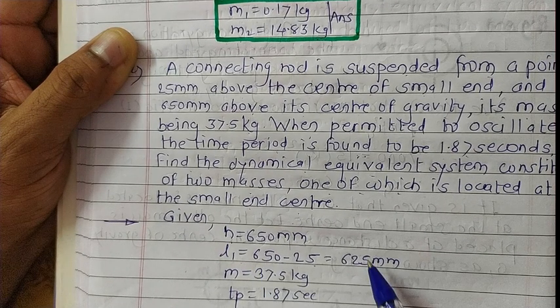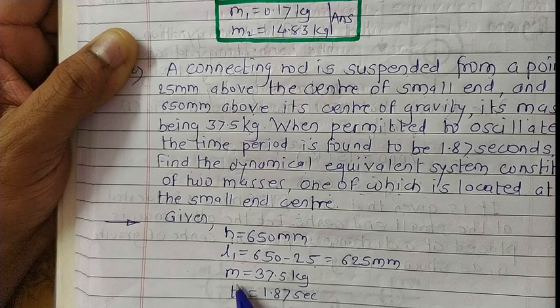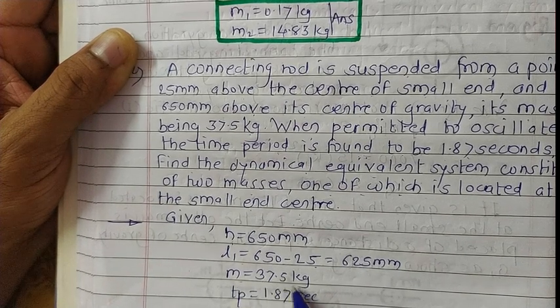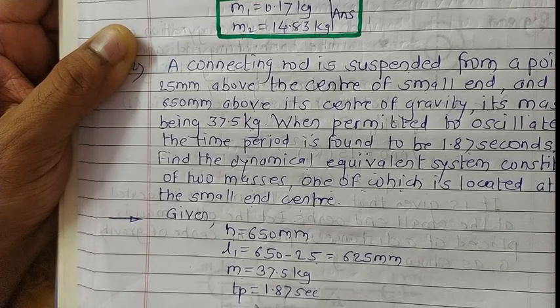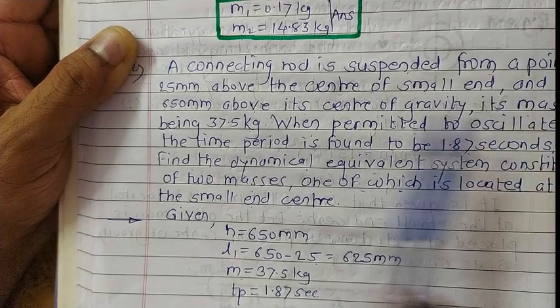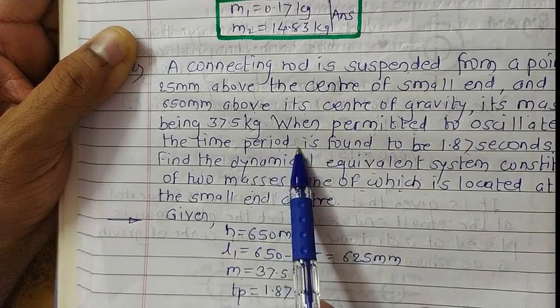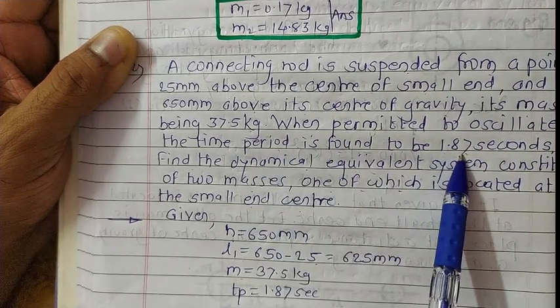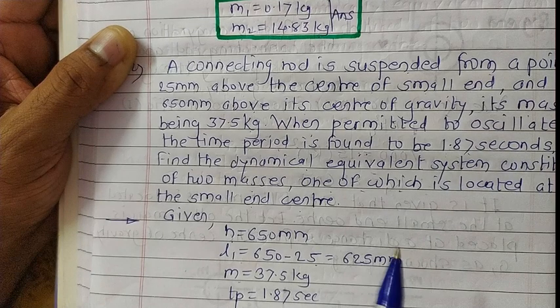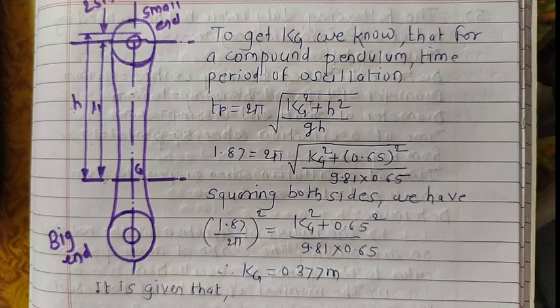The mass of the connecting rod is also given, 37.5 kilogram. And the next important part given is, when permitted to oscillate, the time period is found to be 1.87 seconds. So the time period is given, TP equals 1.87 seconds.